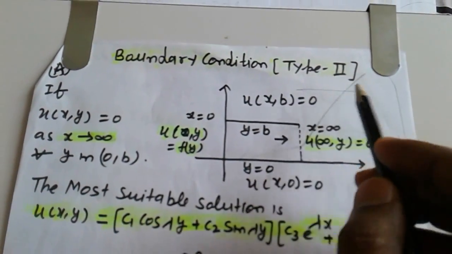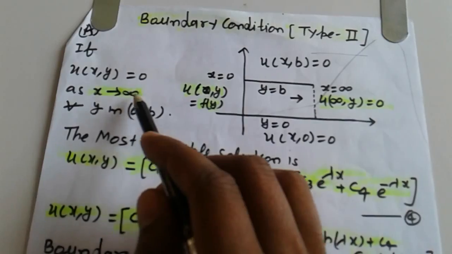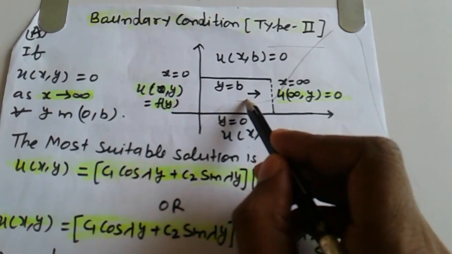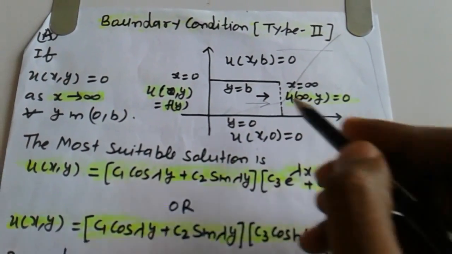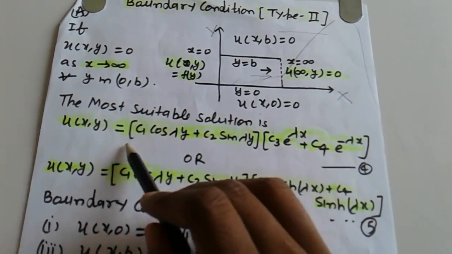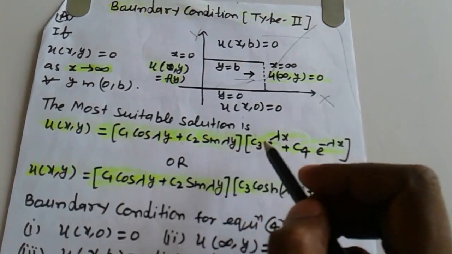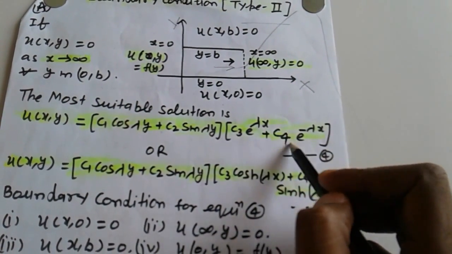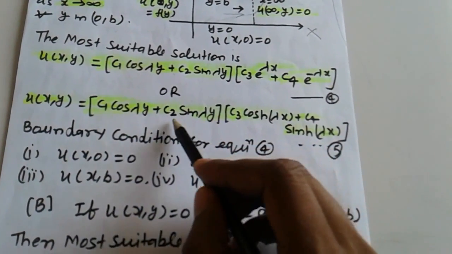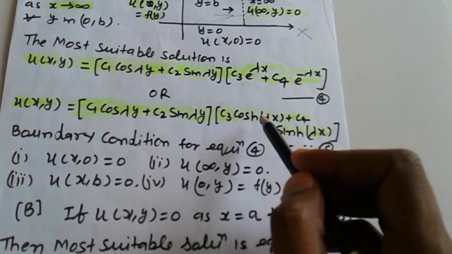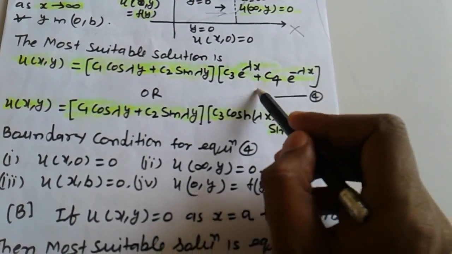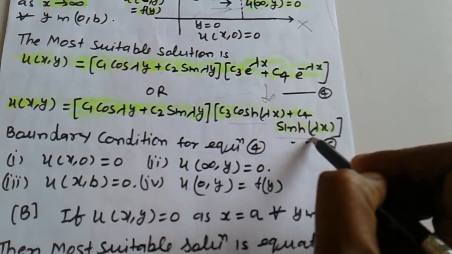Boundary condition of type 2. If u(x,y) = 0 as x tends to infinity and y in 0 to b, meaning x tends to infinity along the x-axis, with the y-axis as shown, then the most suitable solution is u(x,y) = (c1 cos λy + c2 sin λy)(c3 e^(λx) + c4 e^(−λx)), or (c1 cos λy + c2 sin λy)(c3 cosh λx + c4 sinh λx). This equation reduces to the above form.